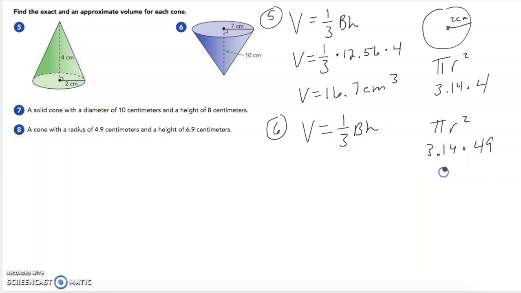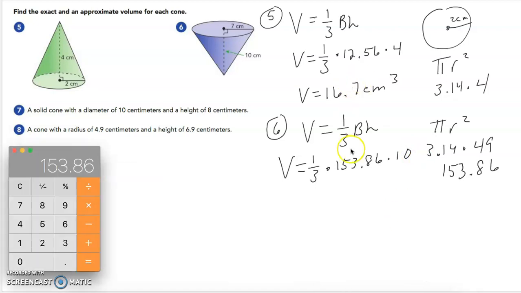So 153.86 is the area of the base. Back to our formula, volume equals 1/3 times the area of the base, 153.86, times the height, which is 10. All right, so 153.86 times 10 is 1,538.6.